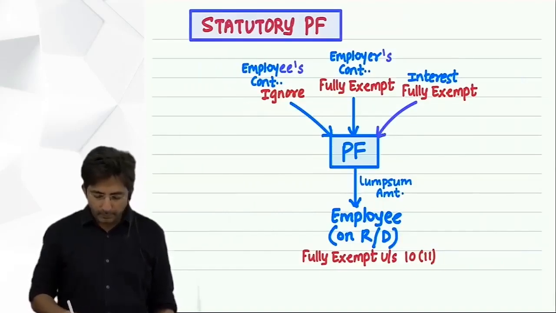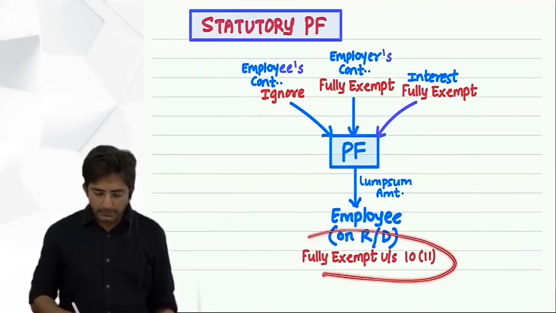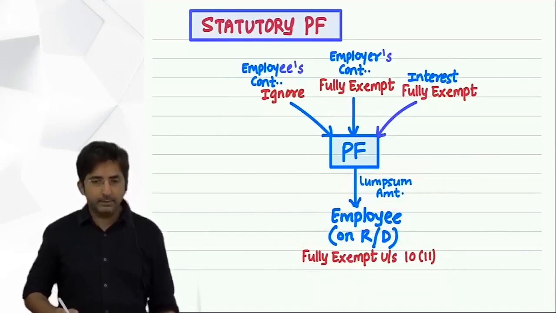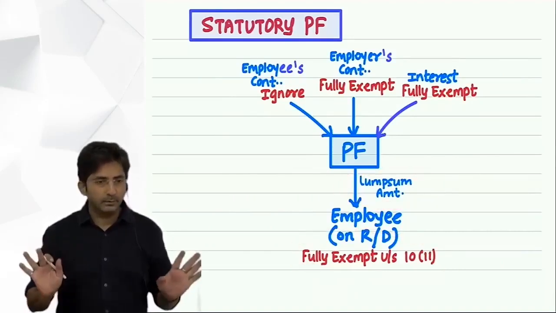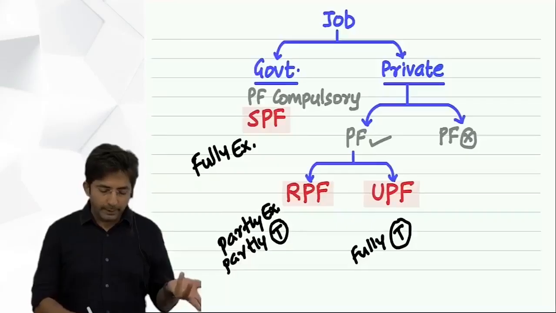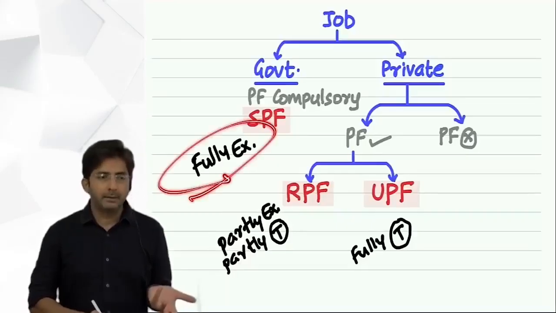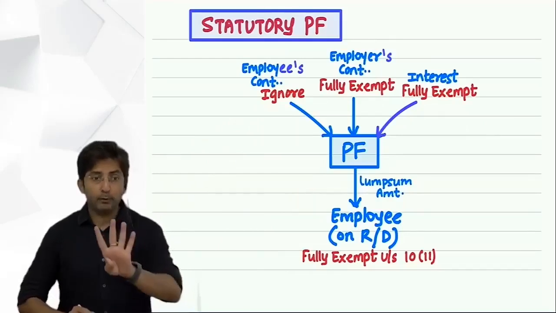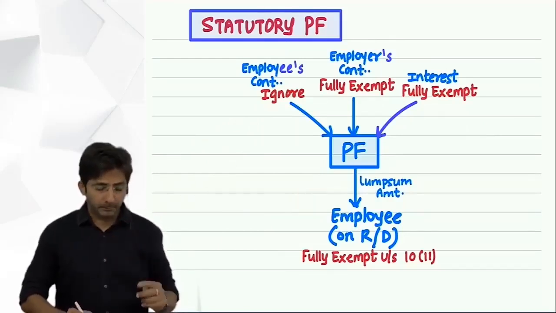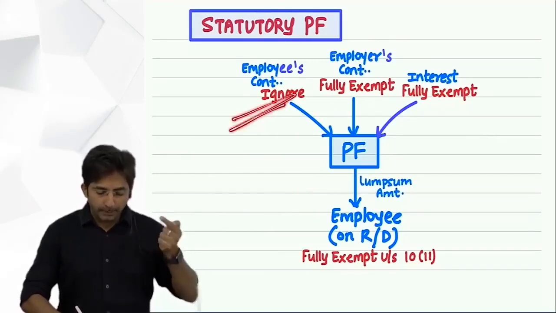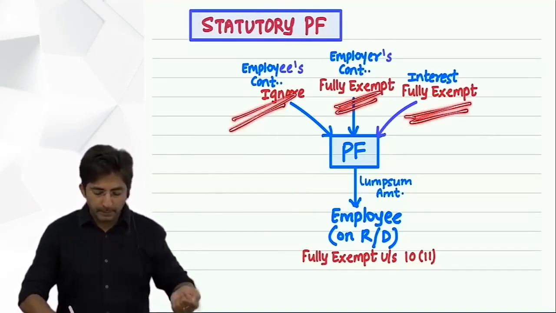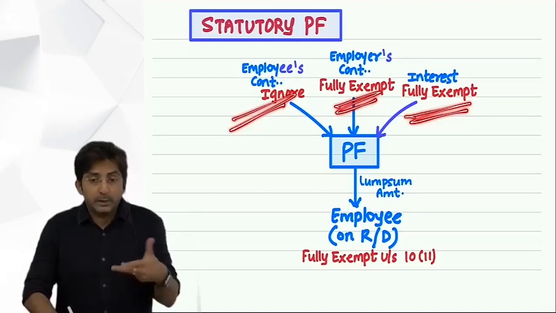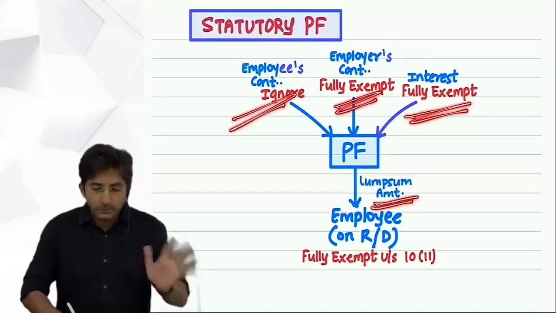We were at the lump sum amount. This is fully exempt under section 10(11). So SPF is over. I had already told you that it is going to be fully exempt. Now I had explained in detail that you will find four amounts in the question: employee's contribution, employer's contribution, interest, and if the question is on retirement, you will find the lump sum amount also.